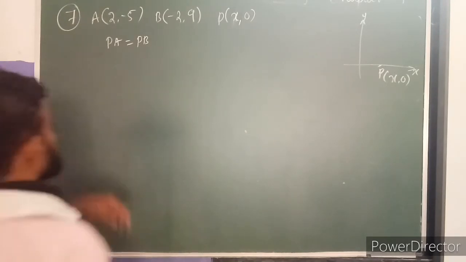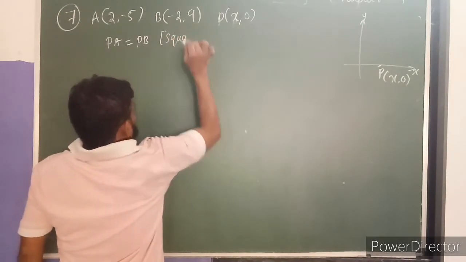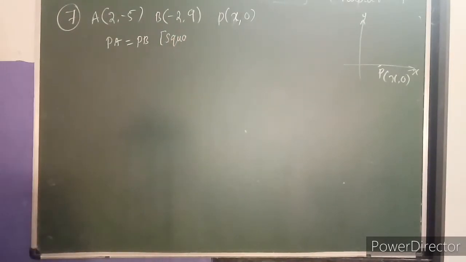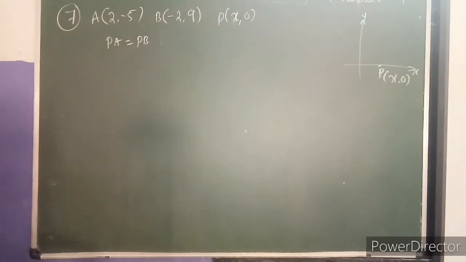Then PA is equal to PB. We have to put in squaring on both sides. Now I will take a detailed explanation only. So I don't want to explain squaring on both the sides, so that you people don't get confused. So PA is equal to PB.